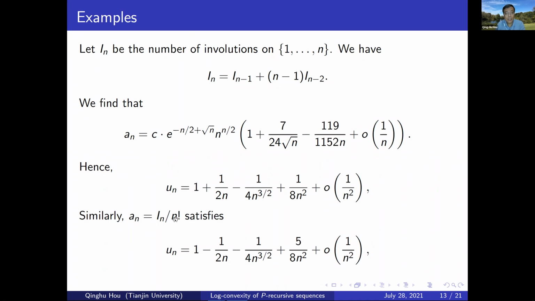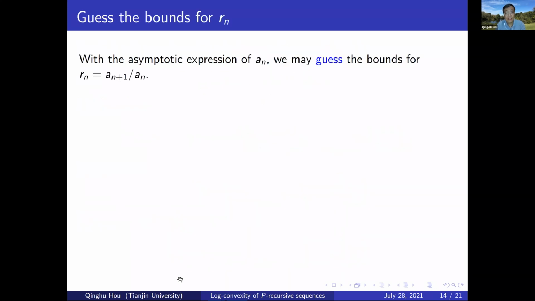Similarly, if we divide it by n factorial, we will get this expression. From these two expressions, we can see that the involution number must be log convex for n large enough, because for n large enough, this one is greater than 1. And also for n large enough, if I divide it by n factorial, it must be log concave. But to prove the inequality, we need bounds, not only the asymptotic behavior.